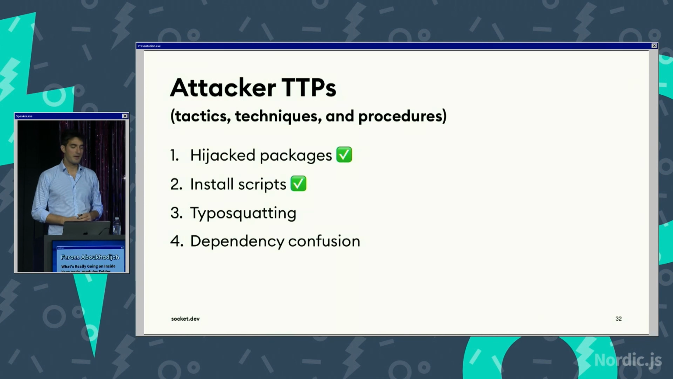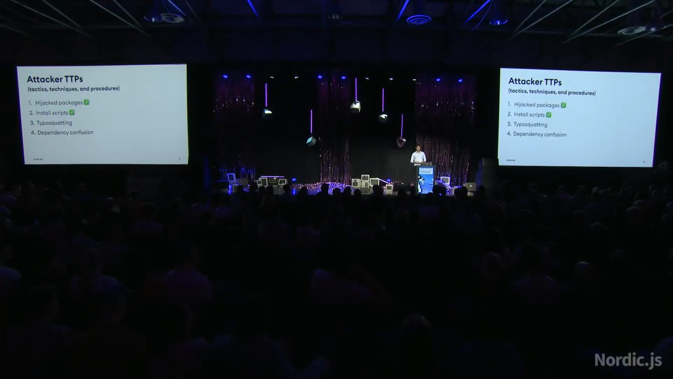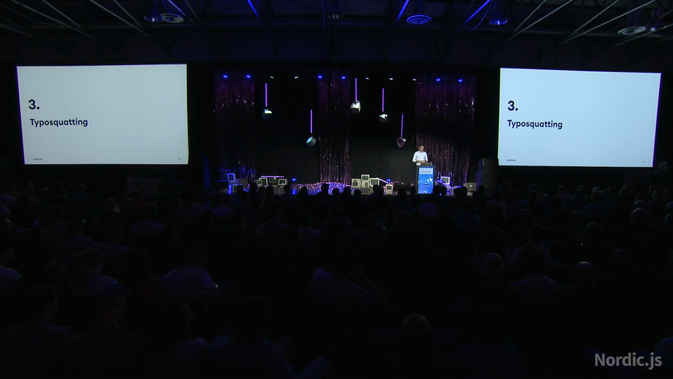So we've talked about two TTPs. This is a term from the security industry that stands for tactics, techniques, and procedures. It's basically just different things attackers can do. And I just wanted to draw your attention to two more that I think you should know about, because they're pretty prevalent on NPM. So typosquatting, this is a very fast-growing technique that attackers are using.